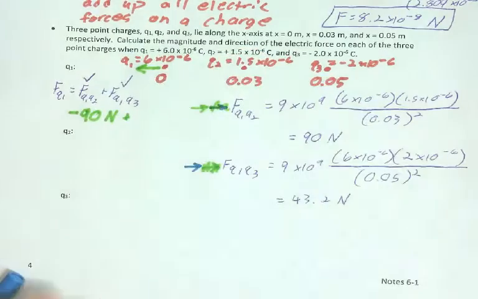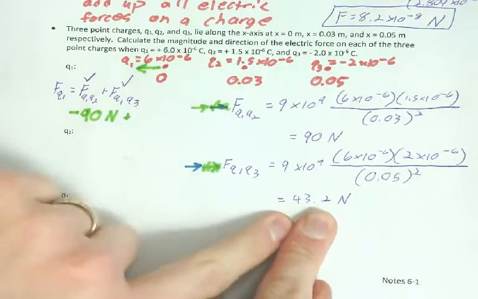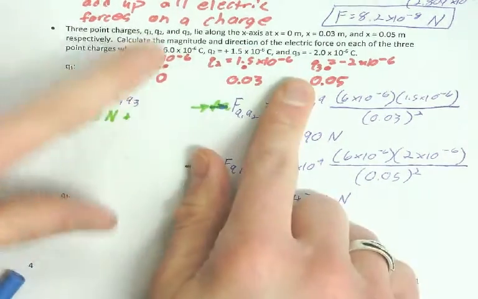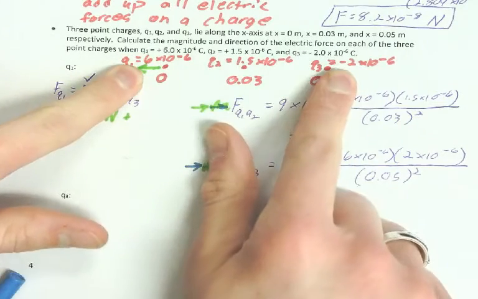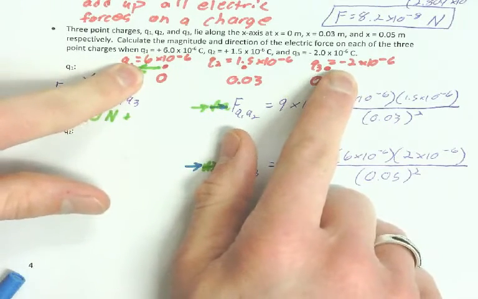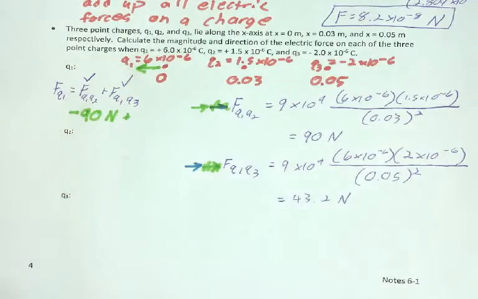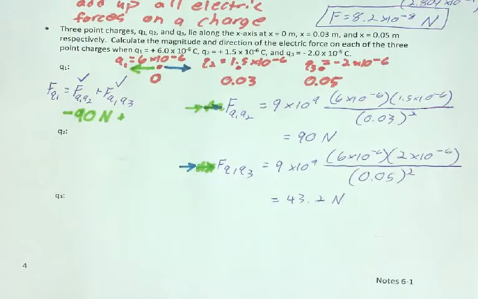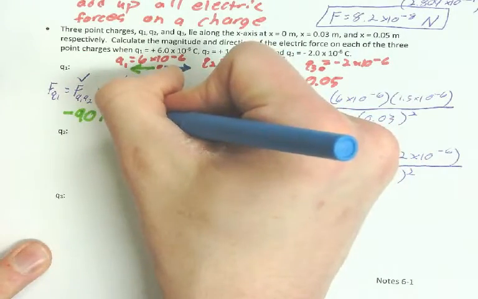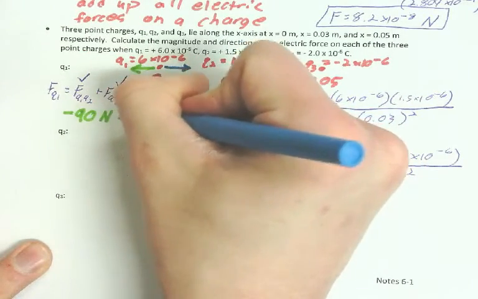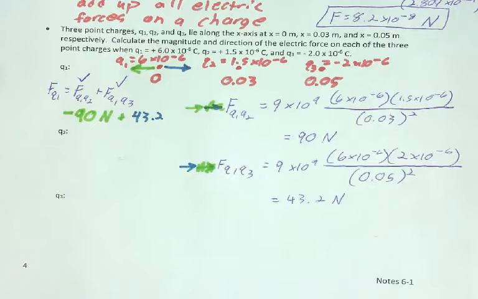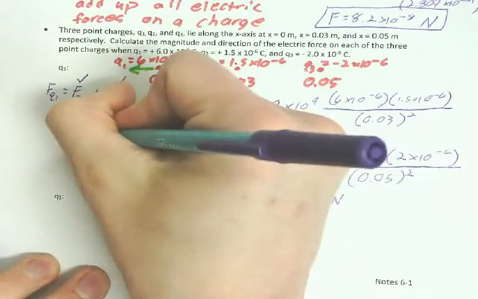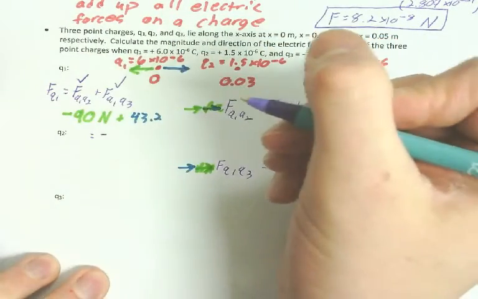Plus Q1, Q3. Q1, Q3 is 43.2. What direction is it? Q1 is positive, Q3 is negative. It's attracted. Which way does it go to be attracted to Q3? It goes to the right. So that is a positive 43.2. Negative 90 plus 43.2 is negative 46.8.